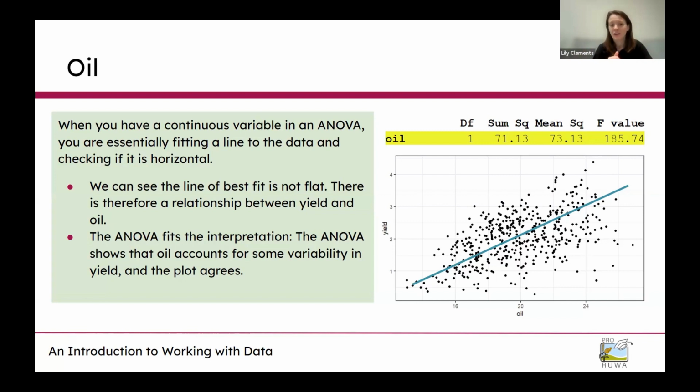When we have a continuous variable in an ANOVA, we're essentially fitting a line to the data and checking if it's horizontal. That would mean there is no effect. We do not have a horizontal line here. We have a line that's showing an increase. So we can see that the line of best fit is not flat or horizontal. There's therefore a relationship between yield and oil. As oil increases, so does the yield. This is great, the ANOVA fits the interpretation. The ANOVA shows that oil accounts for some variability in yield, and the plot agrees.